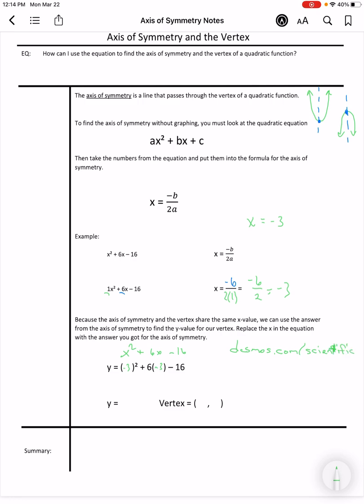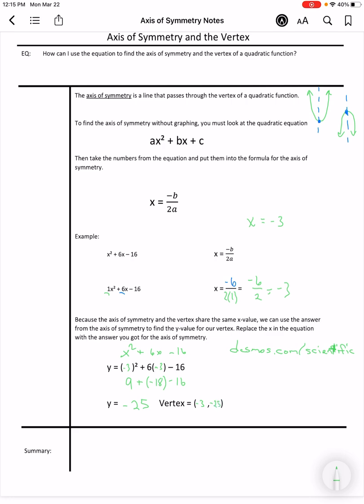At desmos.com/scientific, you can punch in everything after the equal sign. Negative 3 squared is a negative 3 times a negative 3. Again, if you notice, I put it in parentheses. That makes 9. Plus 6 times a negative 3 is a negative 18, and then minus 16. So the y value would be the combination of negative 18, negative 16, and a positive 9, which gives us the answer of negative 25. So my vertex would be at negative 3, comma, negative 25.